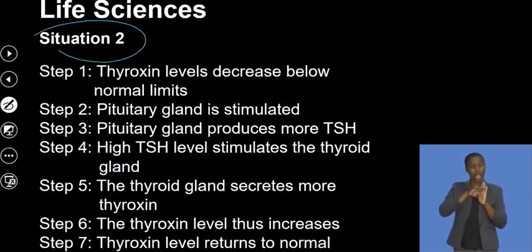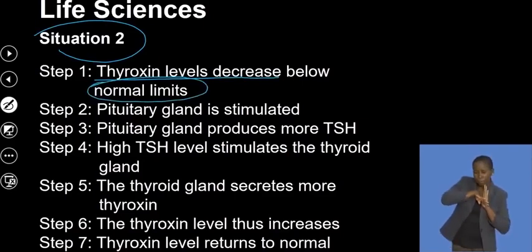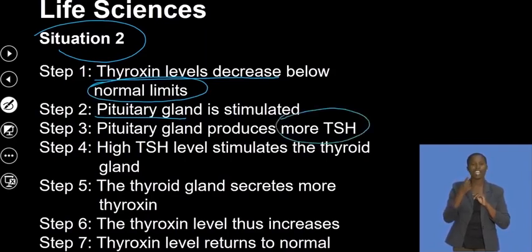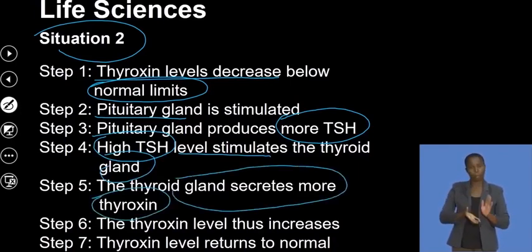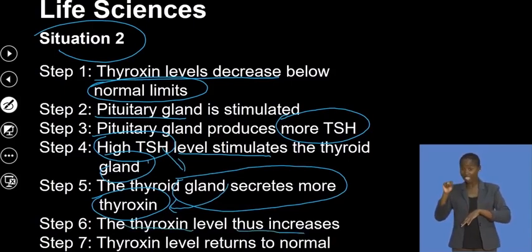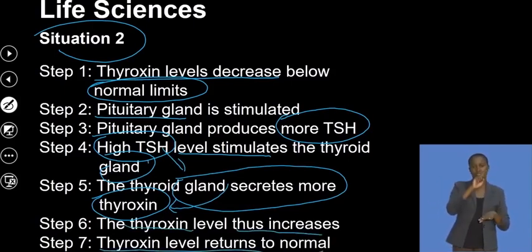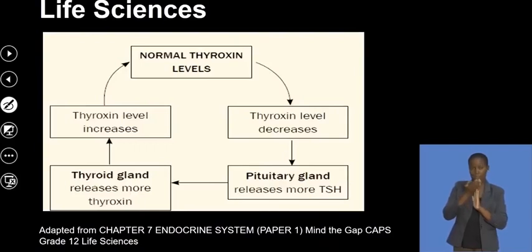So situation 2. When the thyroxine levels decrease below the normal limits, the pituitary gland is then stimulated to produce more TSH. The high TSH levels stimulate the thyroid gland to produce more thyroxine. So that's the positive feedback now. So we're seeing more TSH, more thyroxine, eventually resulting in the thyroxine levels increasing and coming back to normal. And that's illustrated in this flow chart.